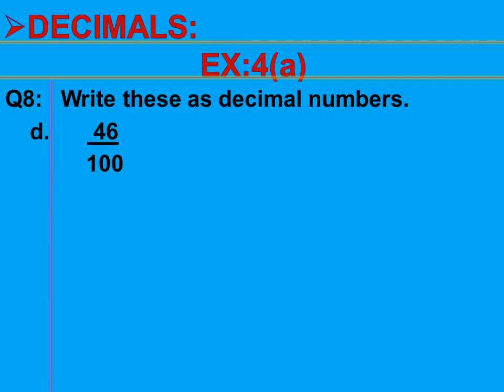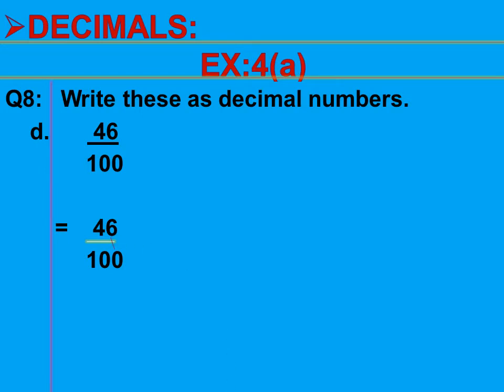Now dear students, part D. In this part again we have a simple fraction, 46 divided by 100. Now dear students, you can see that we have 2 zeros in the denominator. So how will we write this fraction as a decimal number? We will just replace the zeros of the denominator with the digits in the numerator.